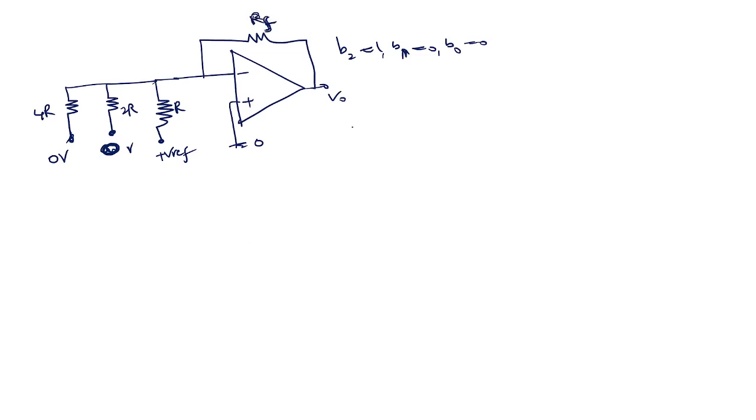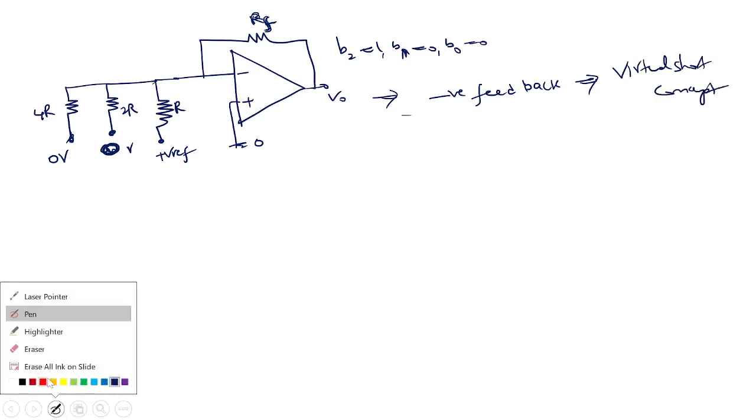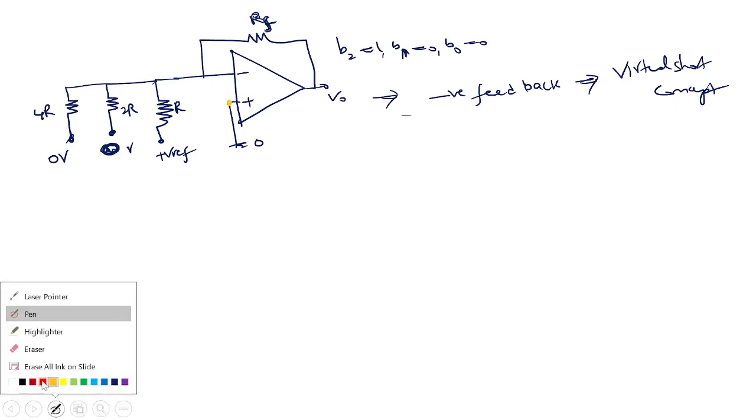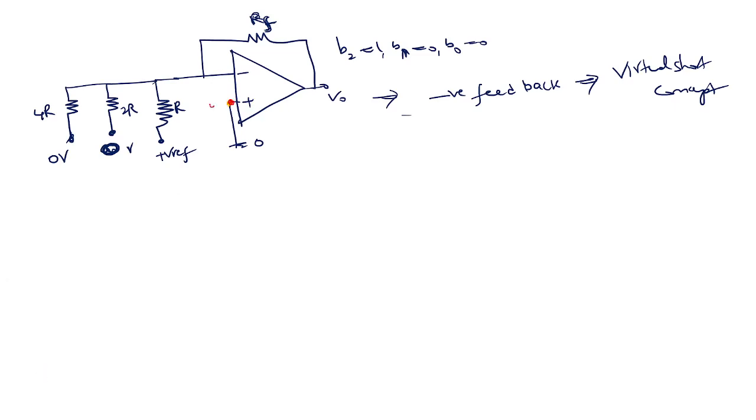Correct. Now you look at it. See, now this is in negative feedback mode, right? The op amp is in negative feedback. That means that the virtual short concept is applicable. That means that whatever voltage you see here, you see the same voltage here, right?